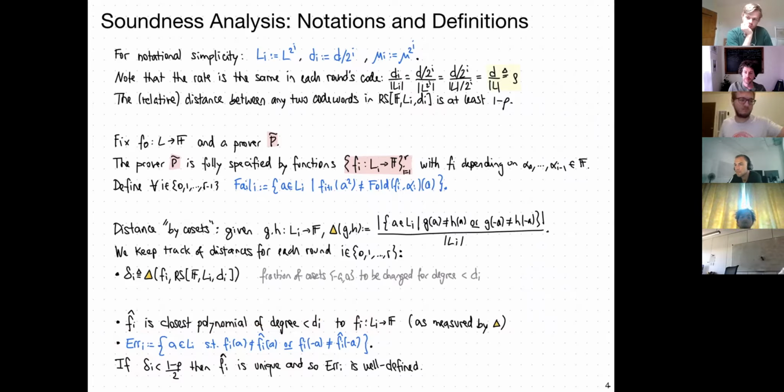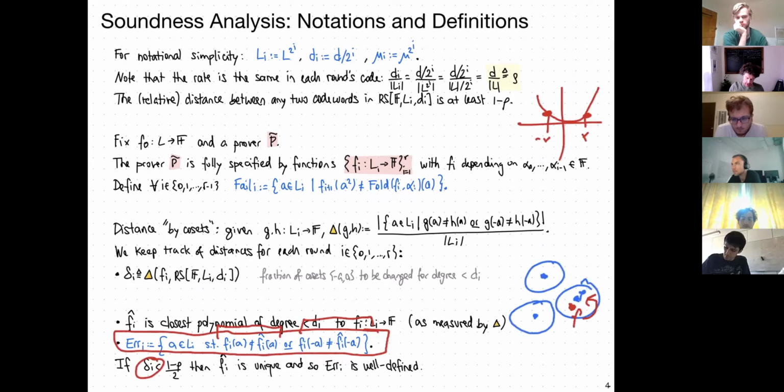I have a question. So you said that the rate is the same in each round's code, in the second line. And you said rate plus relative distance equals 1. So why do you have two different symbols over there for rate? Okay, thank you for that.